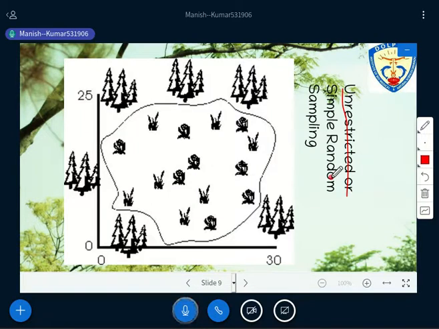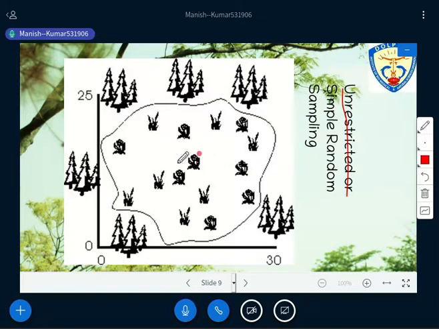Unrestricted and simple random sampling are two terms written for the same concept. Unrestricted means there is no restriction at all. So you are selecting the sampling units using any random process you can use, right? And you are not dividing the whole area into homogeneous blocks. Whatever the area is, it should be as it is, and then through the random process you are selecting a unit there. Is it okay?